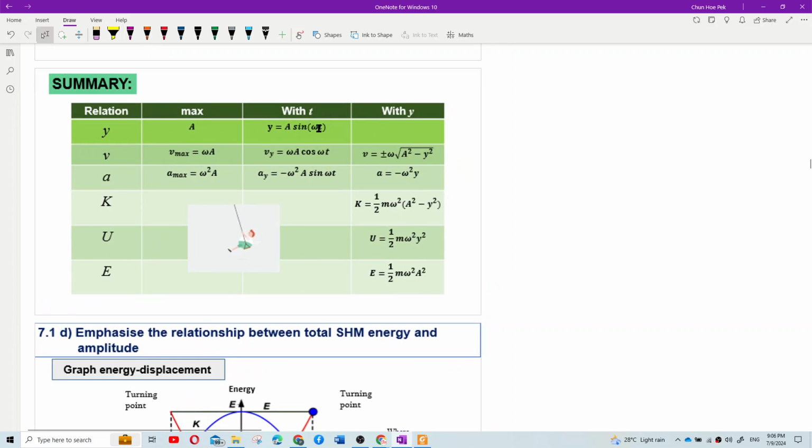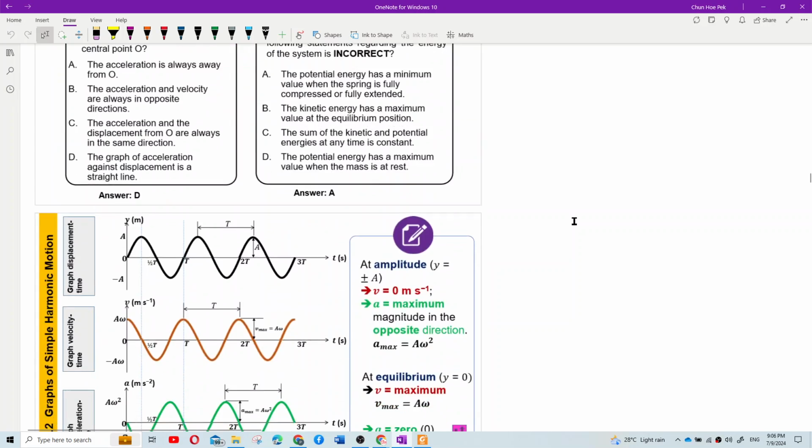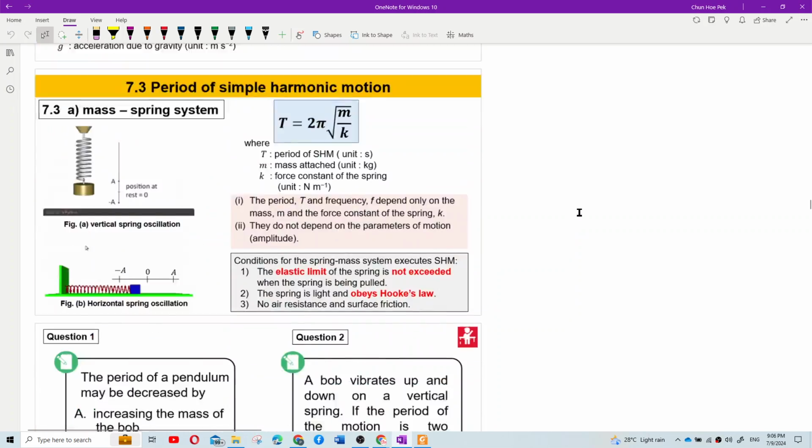Inilah formulanya yang tadi kita sudah derive. Kita akan guna balik formula ini semua. Ada dalam table ni. Nampak tak? Y maximum ialah A. V maximum ialah A omega. Acceleration maximum ialah A omega square. Macam tu. Dan I think saya sudah habis.